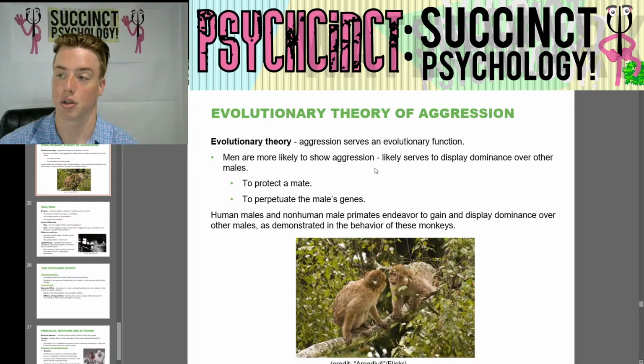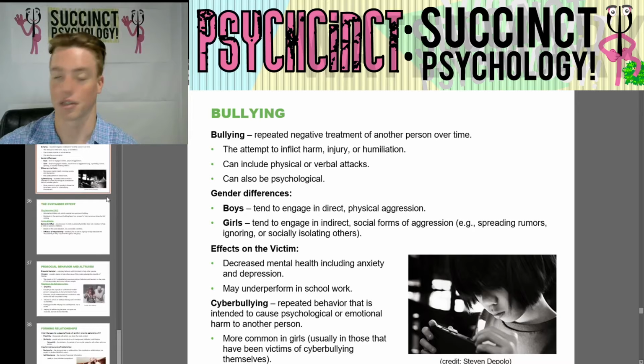Men are more likely to show aggression, and it likely serves to display dominance over other males, for example, to protect a mate or to perpetuate the male's genes. Human males and non-human male primates endeavor to gain and display dominance over other males, as demonstrated in the behavior of these monkeys. They're yelling and fighting, trying to establish dominance.